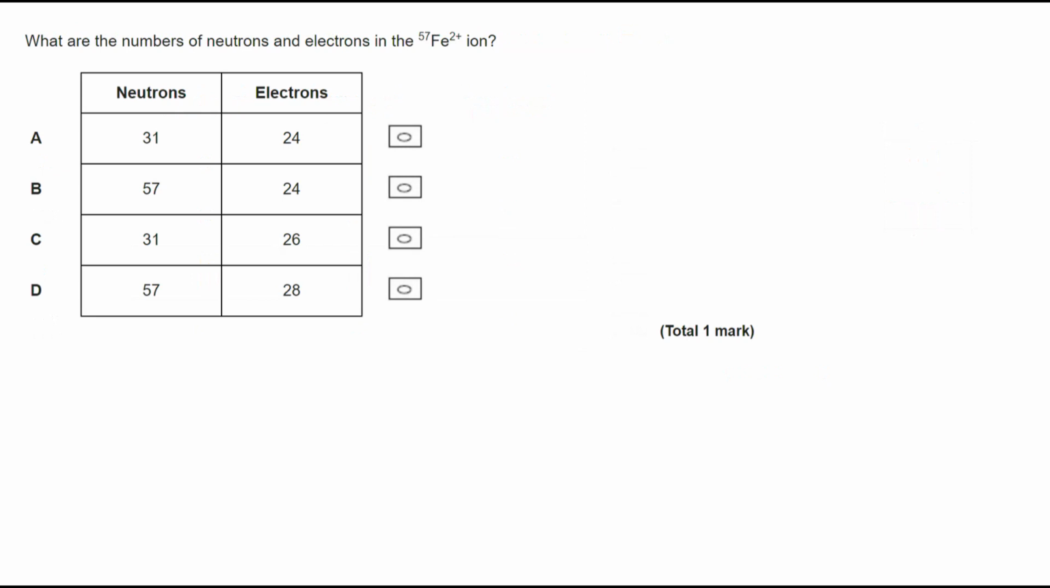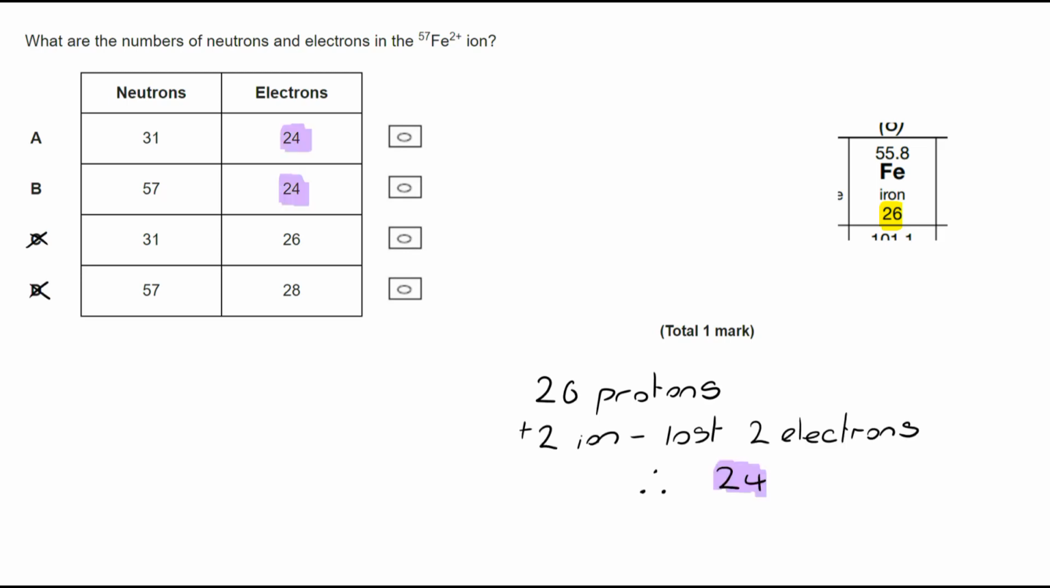Once again, handy to use the periodic table on this rather than try to remember the data. We're dealing with an Fe2+ ion, and it has a mass number of 57. So if I take a look at the actual periodic table data, we know that iron has an atomic number of 26, which means it has 26 protons. Now, to become a 2+ ion, we have lost 2 electrons. We know that in an atom, number of protons is equal to number of electrons. So 26 take away 2 gives us 24 electrons. We're now down to 50-50. Our answer is A or B.